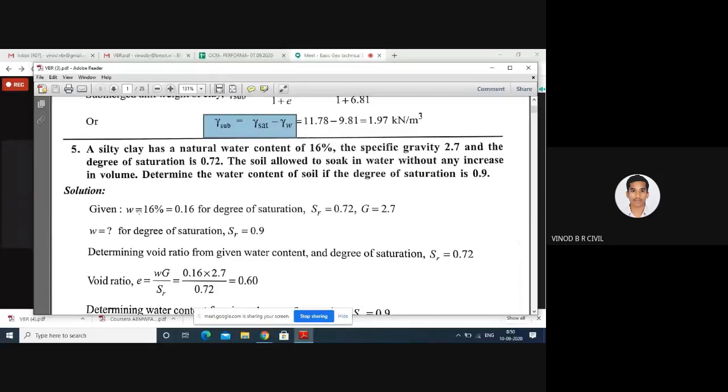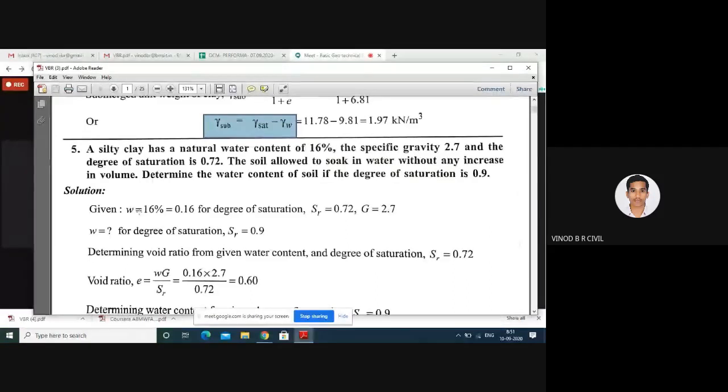Here they clearly mention this is a silty clay material, and the natural water content given in the problem is 16%. Specific gravity is 2.7 and degree of saturation is 0.72. When the degree of saturation is 0, it means completely dry soil. When it is 100% or 1, the soil is completely submerged in water, then the degree of saturation is 1 or 100%.